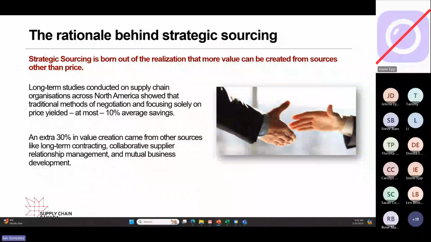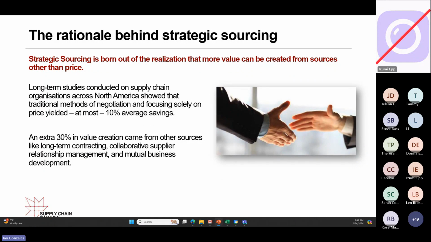Long-term studies conducted on supply chain organizations across North America showed that traditional methods of negotiation, focusing solely on price, yield at most 10% average savings. In layman's terms, that's as much as you're going to get if you just try to negotiate. Yes, every now and then you'll get big savings, like, I'm going to get 55% savings because I was such a great negotiator. But on average, when you look at all the other contracts that you're managing, it works out to be only around 10%. That's a North America-wide study.